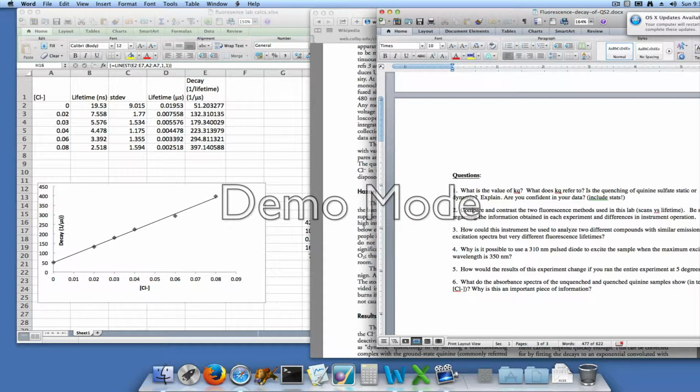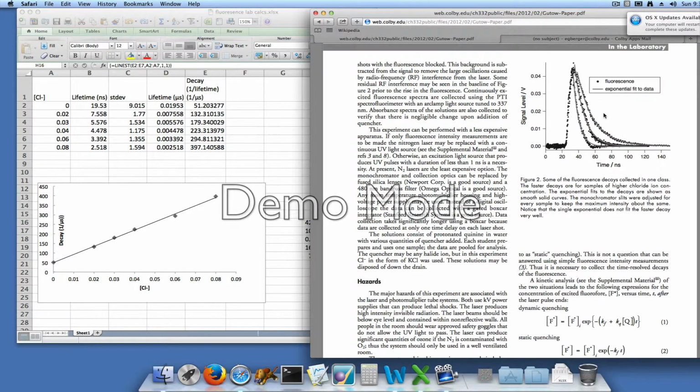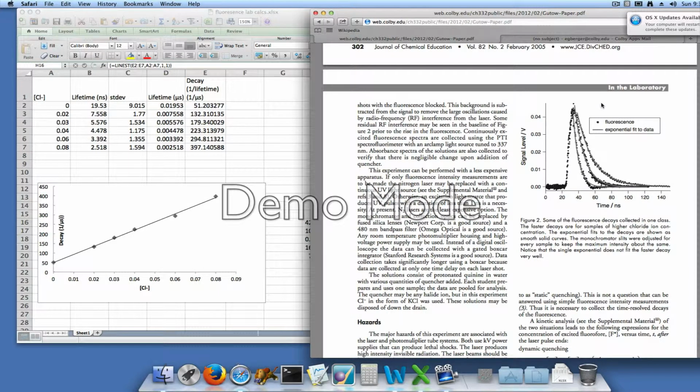How could this instrument be used to analyze two different compounds with similar emission and excitation spectra, but very different fluorescence lifetimes? Well, if we had two compounds available in this sample, we would have a histogram like this, but we would have two peaks. We would have one peak for one molecule, say the quinine sulfate, and then we'd have another peak for the second molecule that would have fluorescence lifetimes on a different time scale.